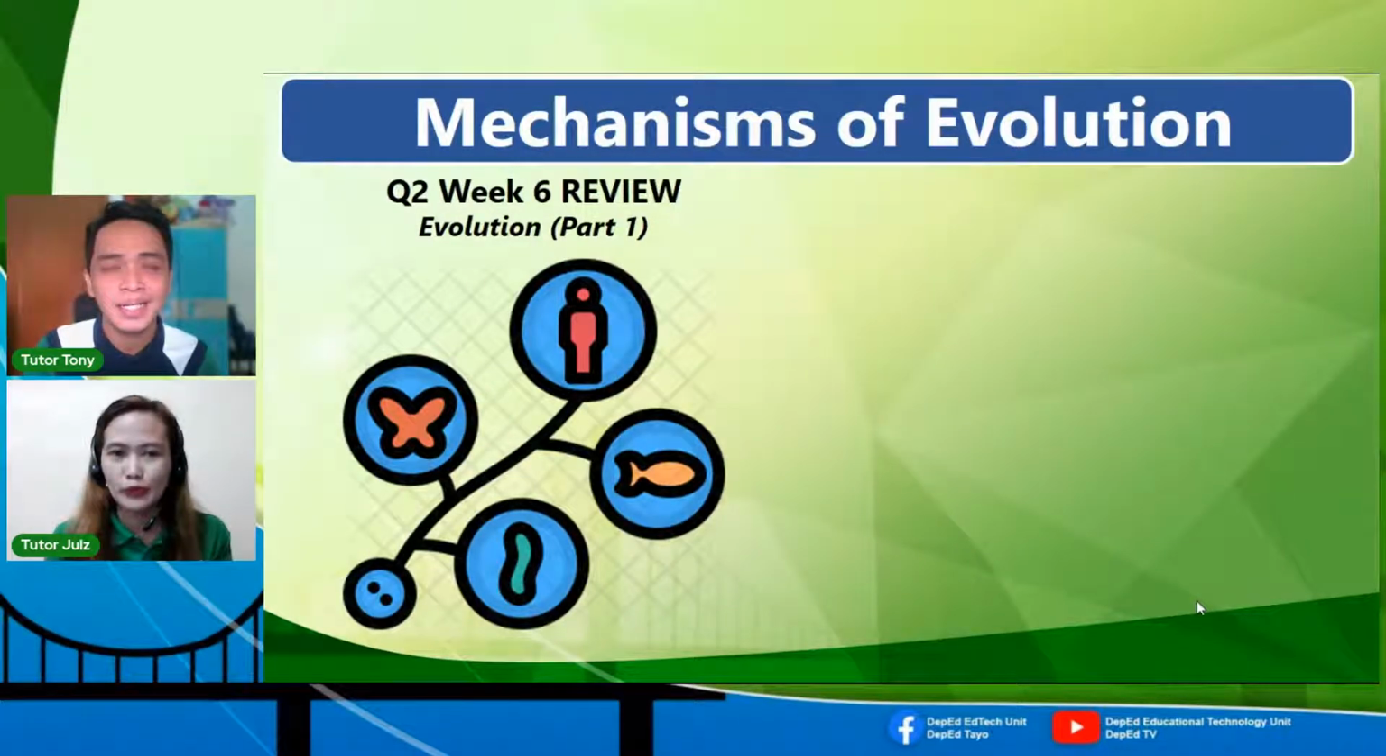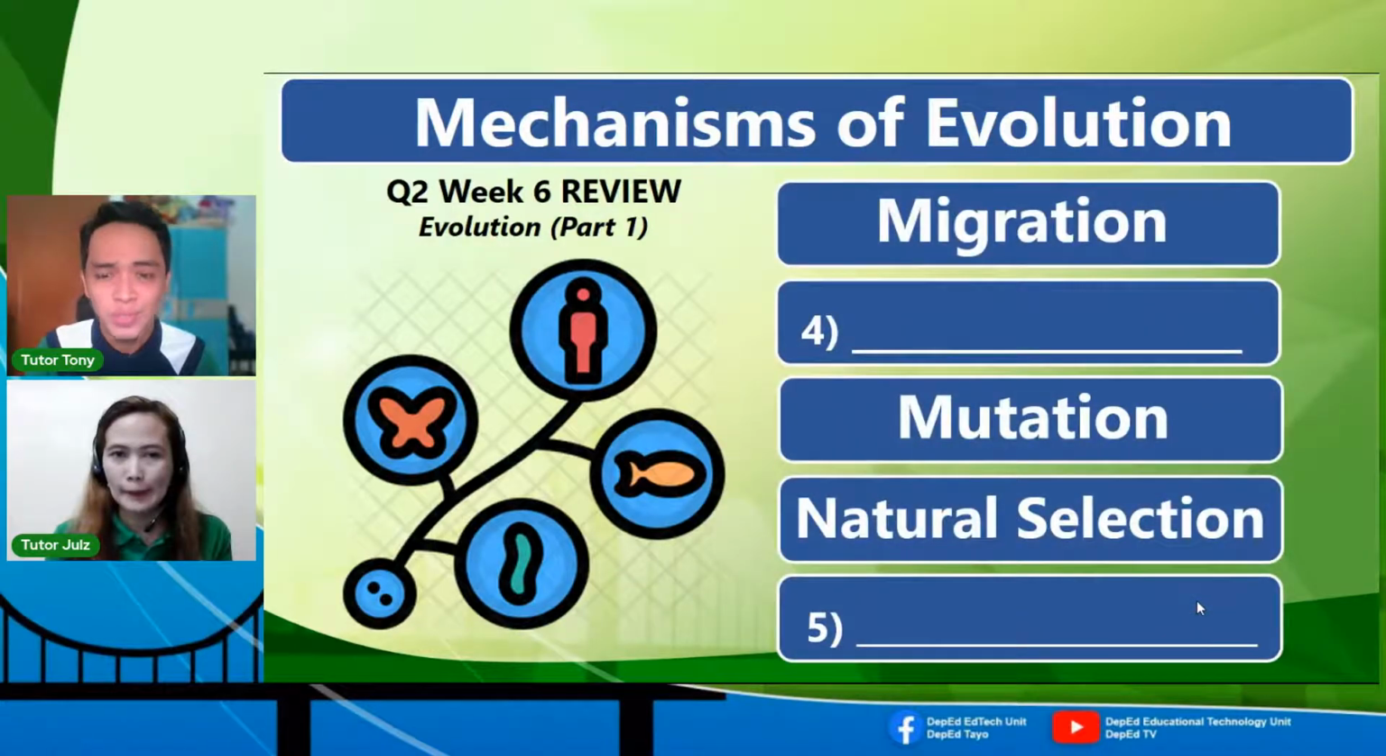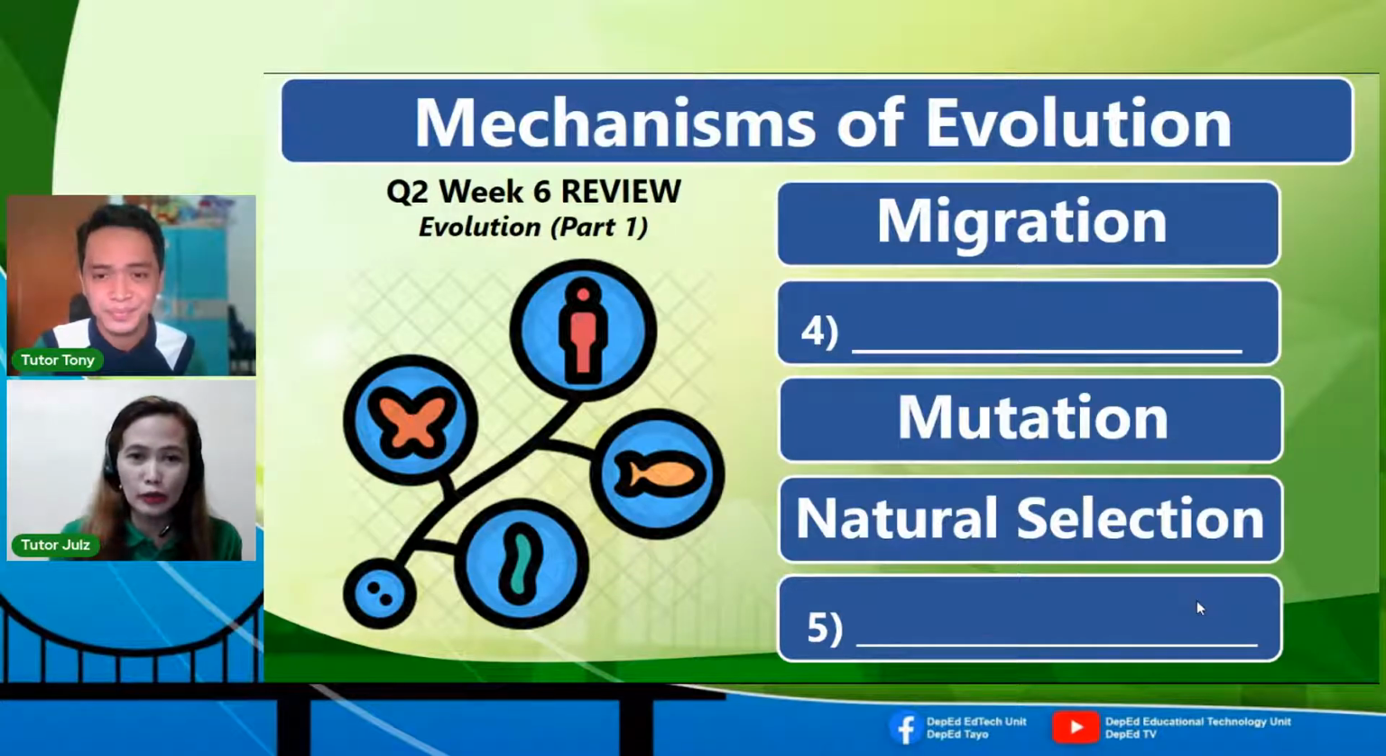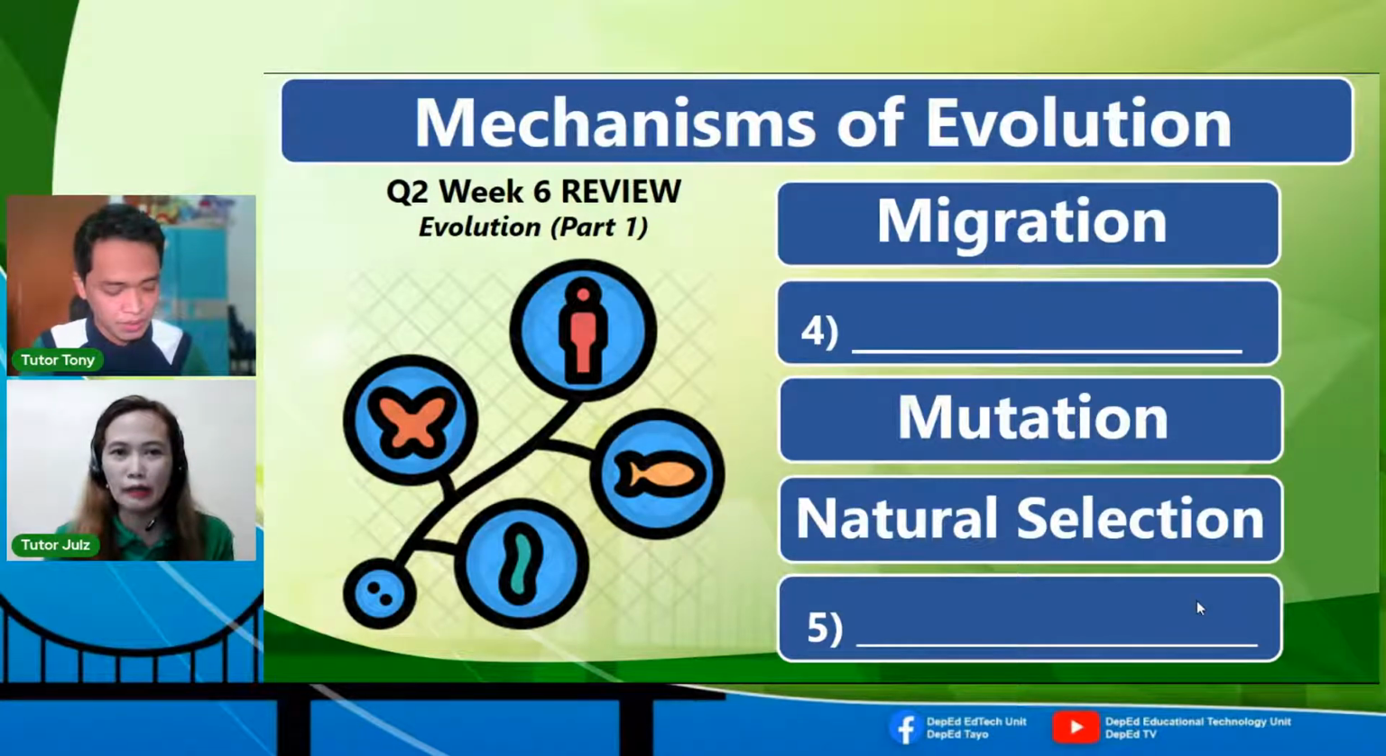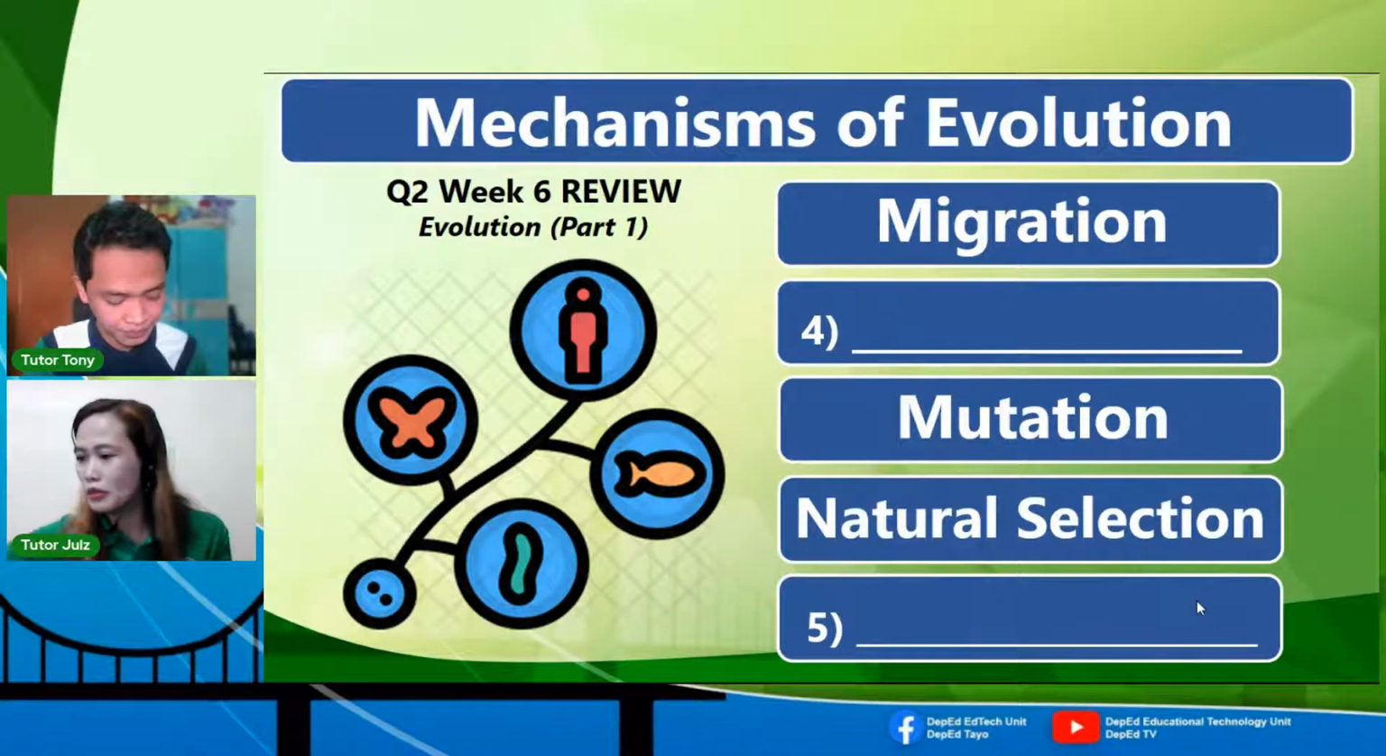Another fact that we have discussed would be the different mechanisms of evolution. We have presented 5. Their task is to complete the two missing mechanisms or processes that cause evolution. So, we have migration, mutation, and natural selection. So, what were the missing mechanisms of evolution presented last time? We are waiting.